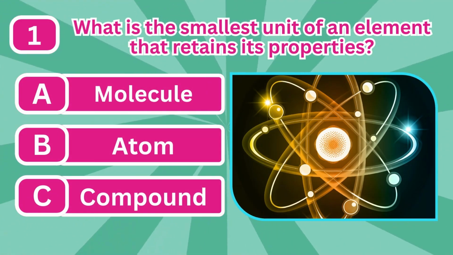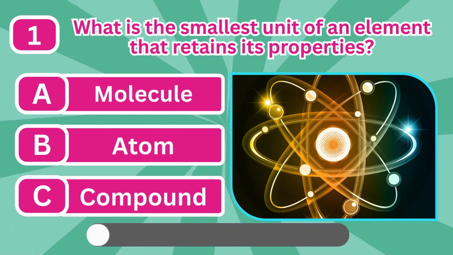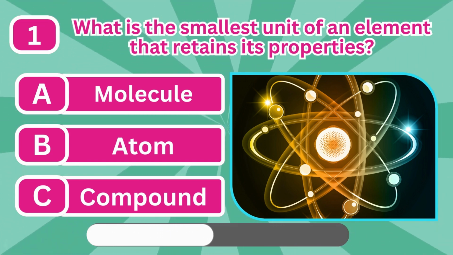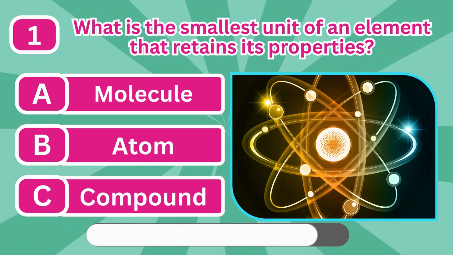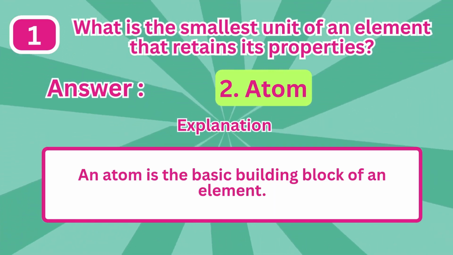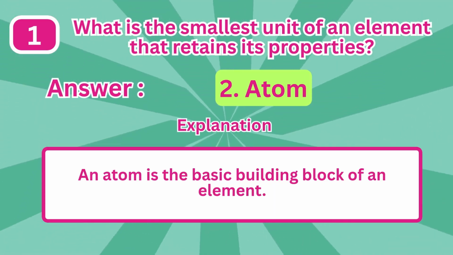What is the smallest unit of an element that retains its properties? Two. Atom. An atom is the basic building block of an element.